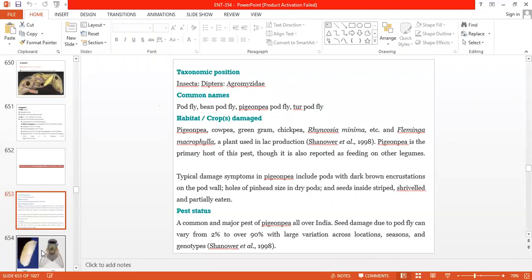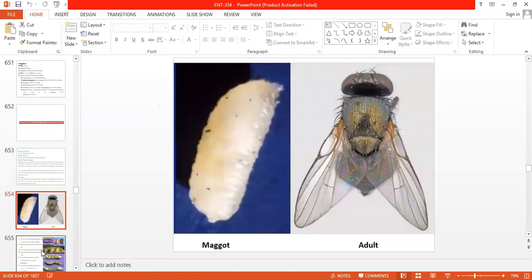Pest status: a common and major pest of pigeon pea all over India. Seed damage due to the pod fly can vary from 2% to over 90%, with large variation across location, season, and genotype of pigeon pea. This is the maggot stage of the pod fly and adult. Mainly the maggot is creamy whitish in color without legs.